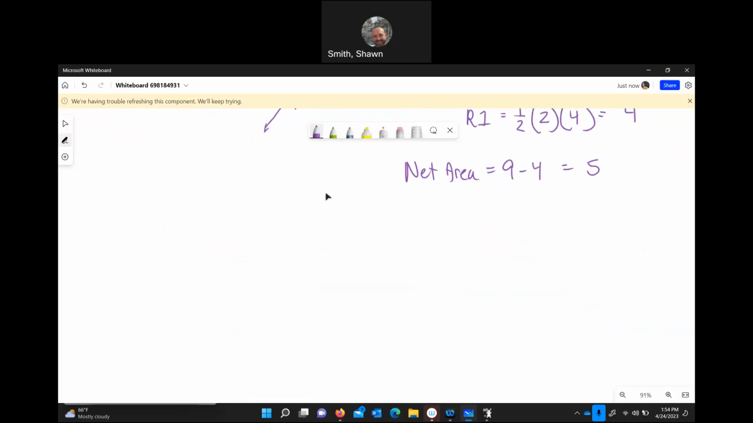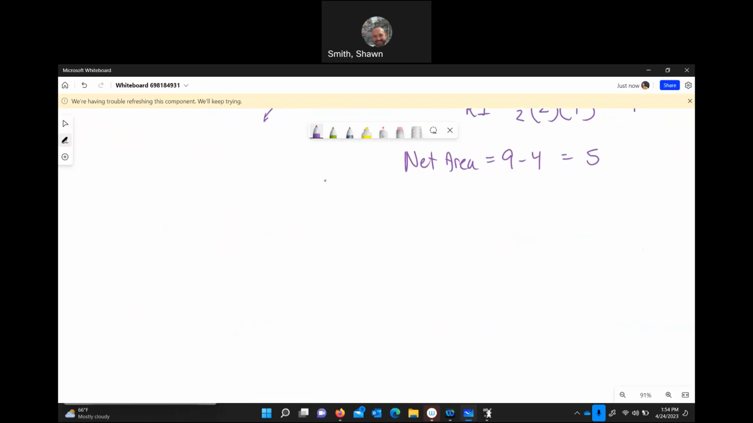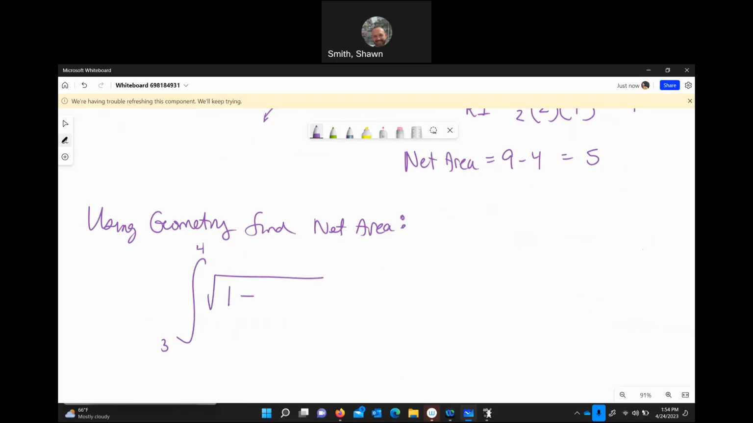All right, let's do one more like that using geometry. Find the net area. Now, of course, all these geometric shapes are going to be circles, triangles, rectangles, those kinds of things that are easy to compute. So if I have the integral for x from 3 to 4 of the square root of 1 minus (x minus 3) all squared dx, I'm like, what in the world is that?